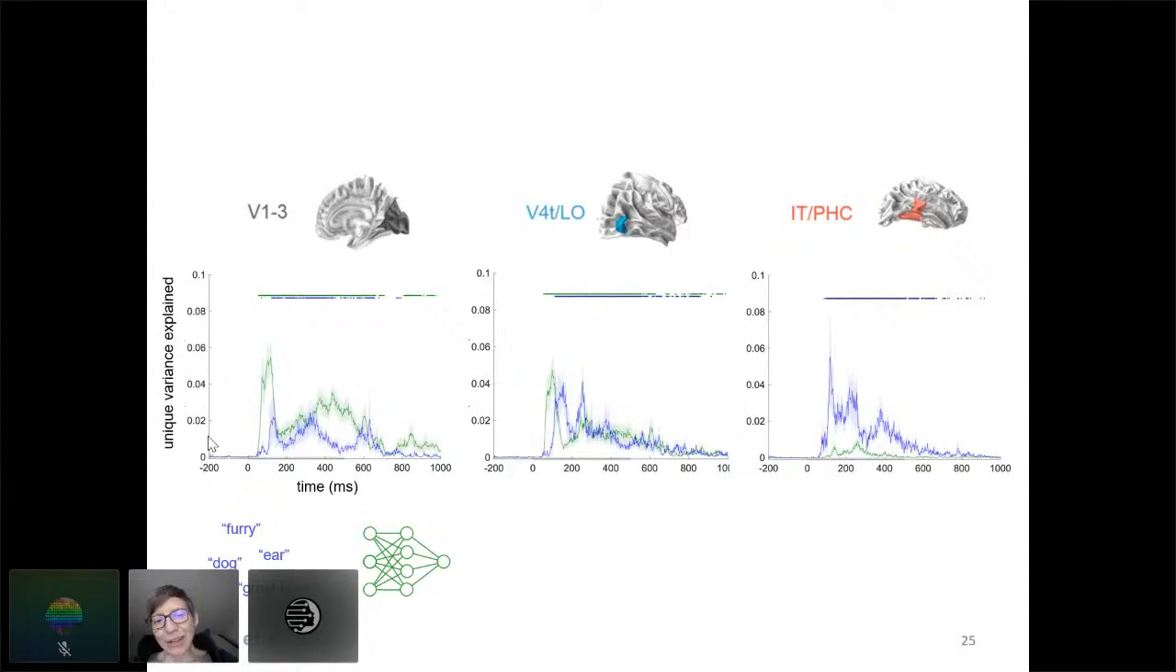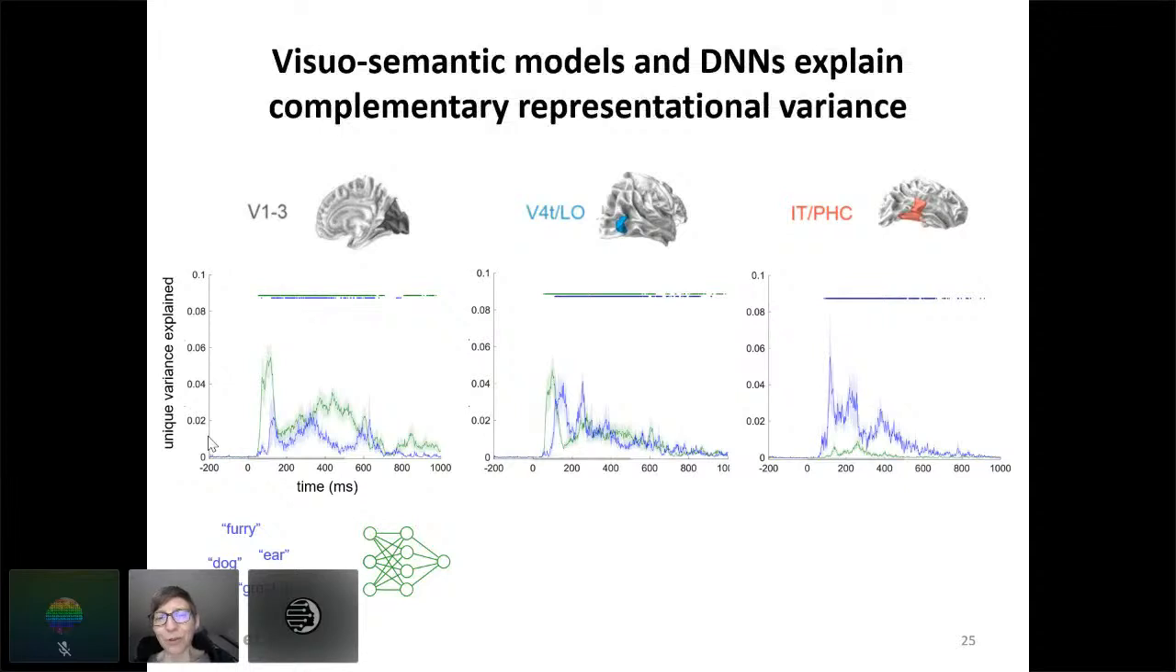So what we see here is that there is this reversal between the deep neural networks and the Visuo-semantic models if we look at which model best explains the data once we move up the ventral visual system. So DNNs do better early in terms of the early processing stages spatially, right? And then Visuo-semantic models do better later. And we also see that the advantage of the deep neural networks is predominantly in an early time window. So this suggests that Visuo-semantic models and DNNs explain complementary representational variance.